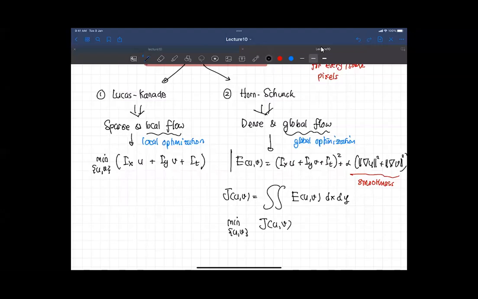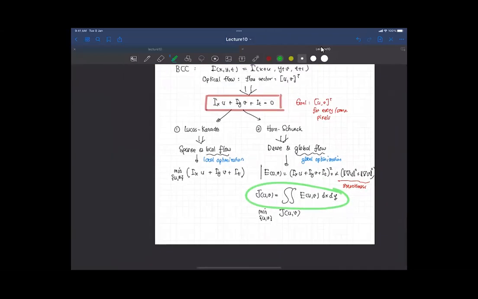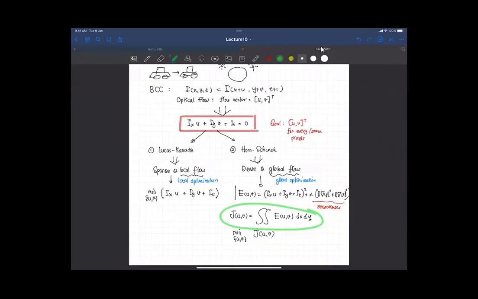The meaning of the equation in the green circle is that we don't really focus on the pixel level, we just focus on the global picture. Even though the local value of u and v or E of u and v is small or big, it doesn't really matter as long as the sum of E for the whole image is small. So that's the basic idea of minimization on J.